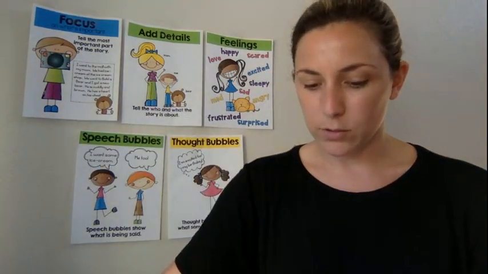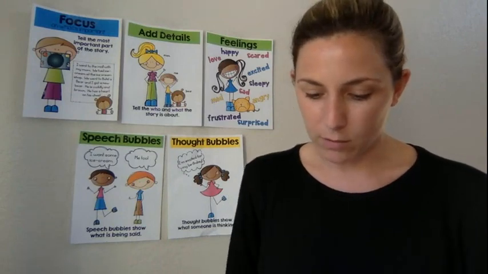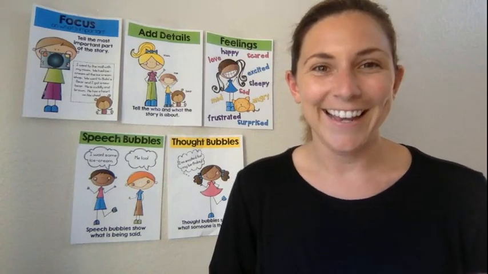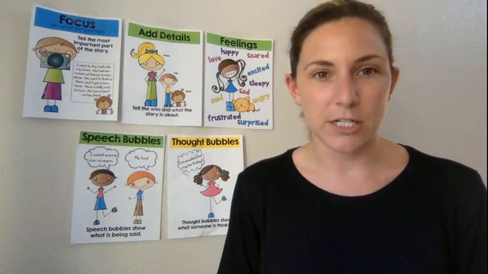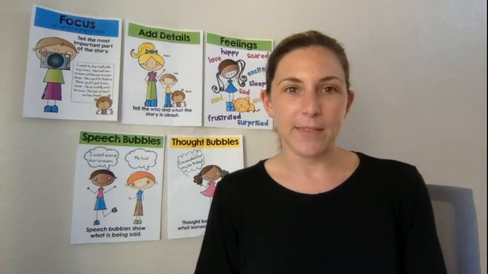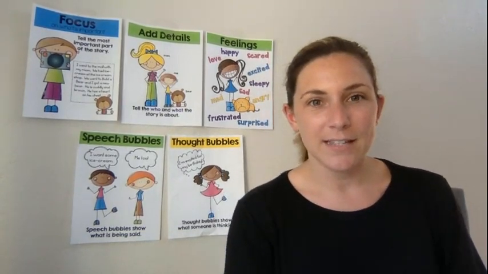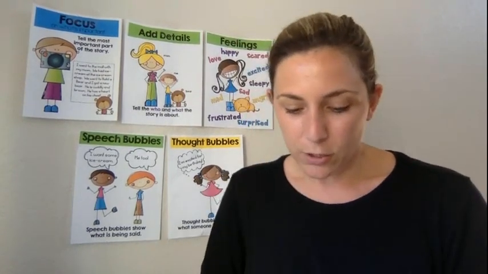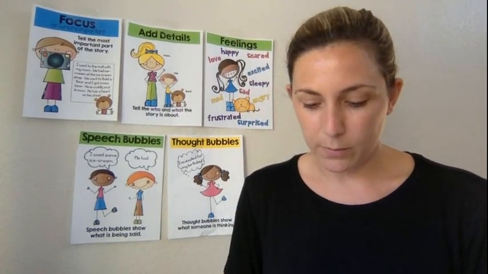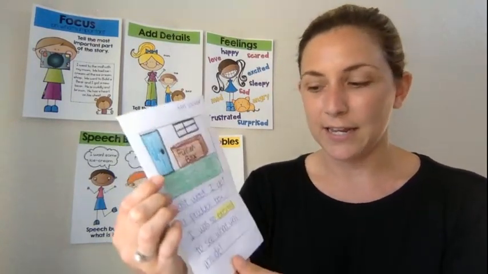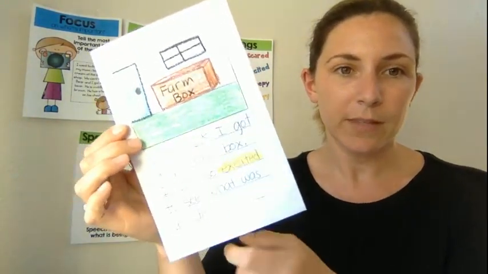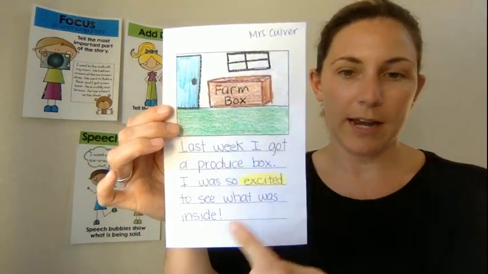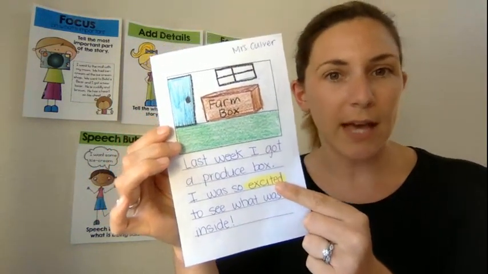So this week I wrote a story about getting a produce box delivered. Super exciting. A produce box is a box of fruits and veggies straight from a farm. And they come and they delivered it to my house in a big box. And it was really exciting. So that's what my story is about. So my first page says, "Last week I got a produce box. I was so excited to see what was inside." And so here's my picture, farm box being delivered to my door. And I highlighted excited because I wanted you to show that I still added my feelings.